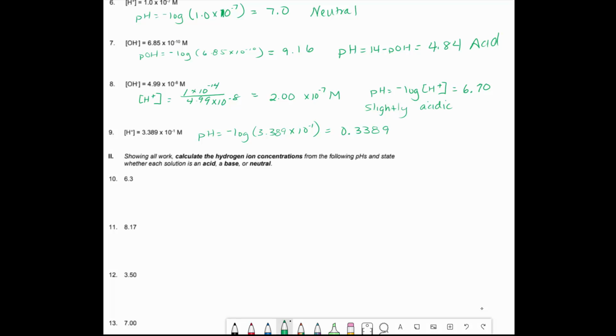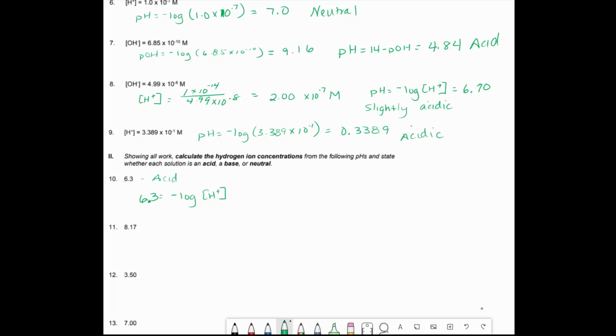Moving on to number 10, we're going to calculate the hydrogen ion concentration from each of these pHs. So 6.3, we would call this an acidic environment. I didn't say that this one was acidic, but it is, it's less than 7. Now, in order to get the hydrogen ion from the pH, we are still using this equation. But now we basically have to undo that log because now what we have is this value here. So we need to take what's called the anti-log.